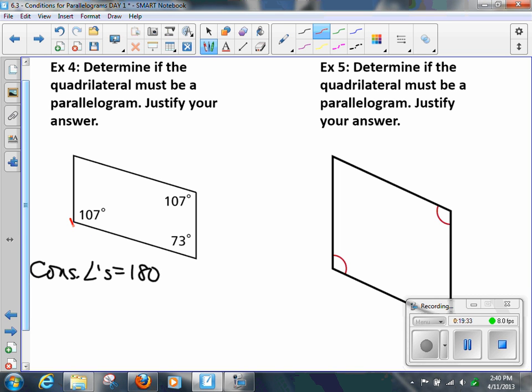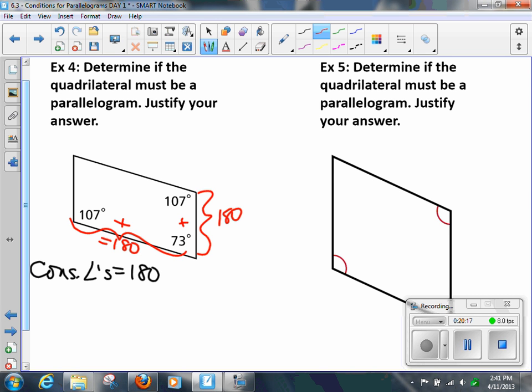Now, folks, is 107 plus 73 180? Yeah, it is, isn't it? And I have to check the other side. Is 107 plus 73 180? Yep. Well, I justified my reasons why the consecutive angles were equal to 180. Yes. And opposite angles are congruent. But if you're given 3 angle measures, you rely on your consecutive angles, okay?